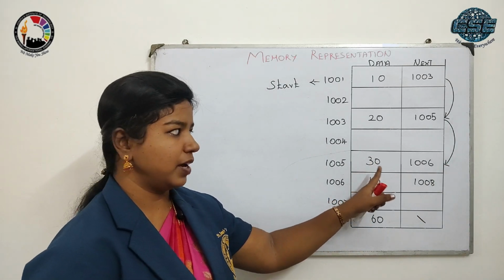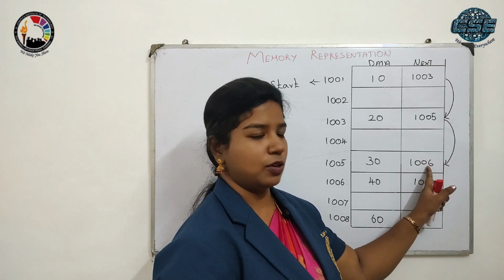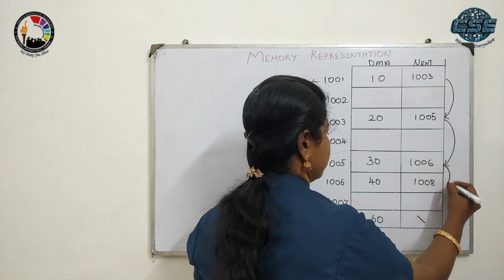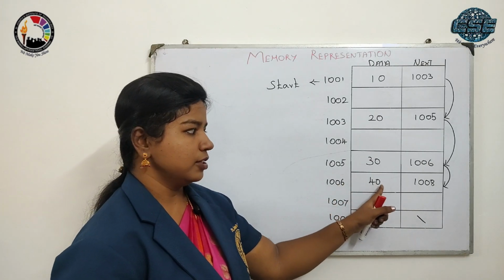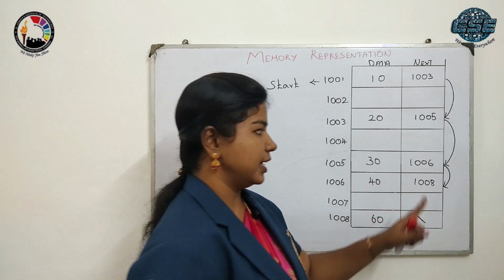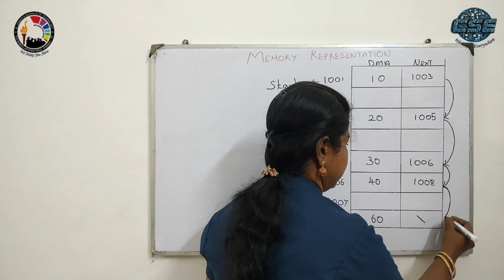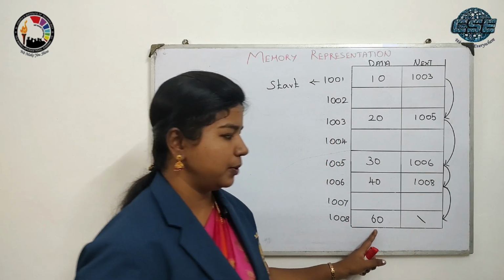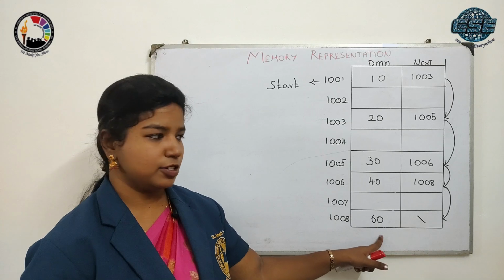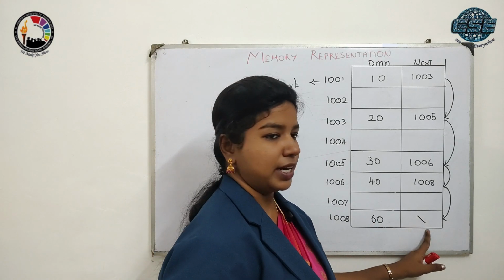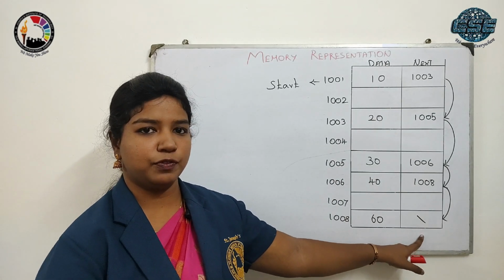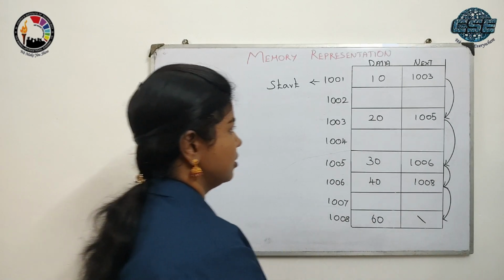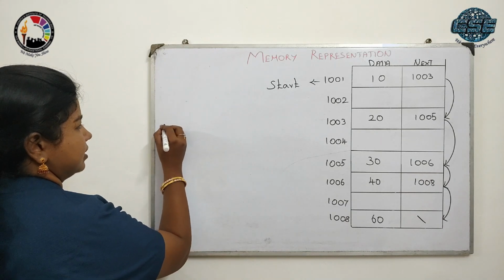Here you have the value 30. The next address is at 1006. So from here you have a link to the next node, that is 1006. Here you have the value 40. The next node address is at 1008. So from here you have the value at 1008 memory address location. This next part has the value null. That means this is the end of your linked list. So this can be represented as a linked list.